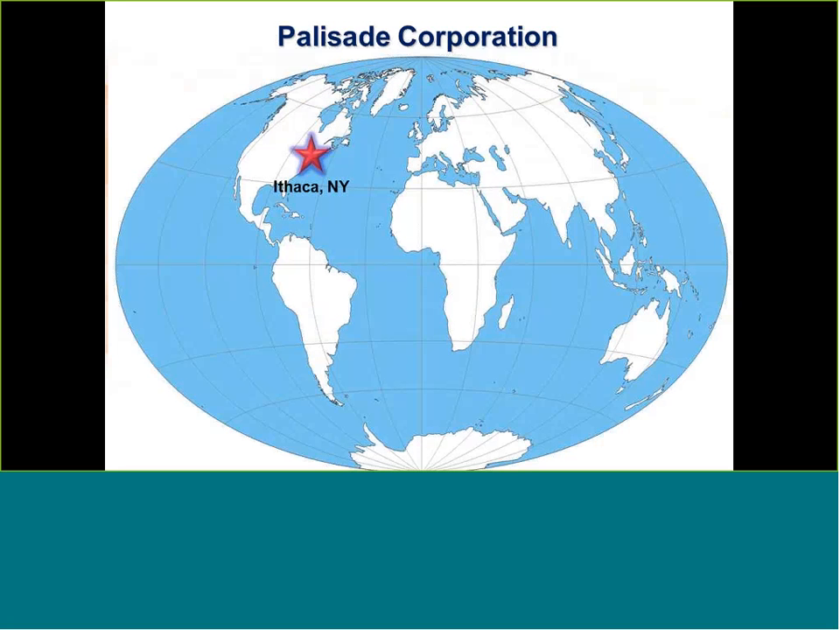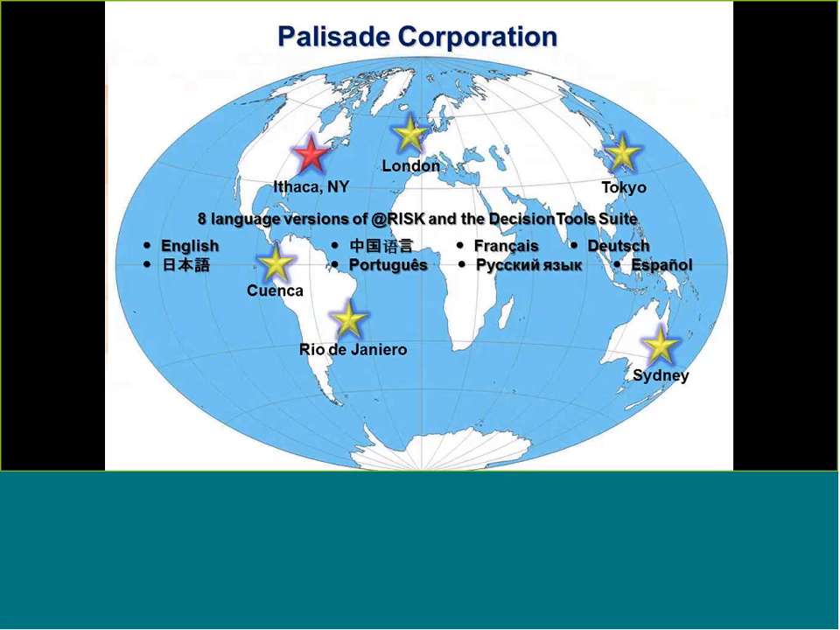So Palisade Corporation, we have our humble headquarters in Ithaca, New York, but we're an international company. We now have offices in London, Sydney, Rio, Cuenca, that's in Ecuador, and most recently we opened up an office in Tokyo. And in parallel with that, the software is available now in 8 different languages. So Monte Carlo simulation as a technique for probabilistic analysis is really what's driving our growth.